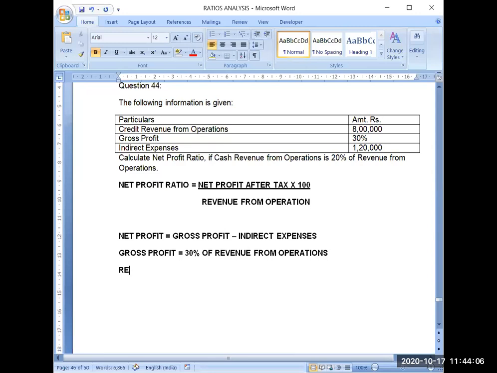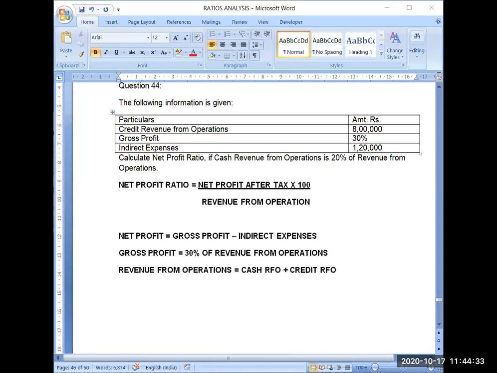So now revenue from operations is equal to cash revenue from operations plus credit revenue from operations. I am using abbreviations only for the purpose of time saving as well as space constraints. So please be particular about these things. Don't use abbreviations in exams.